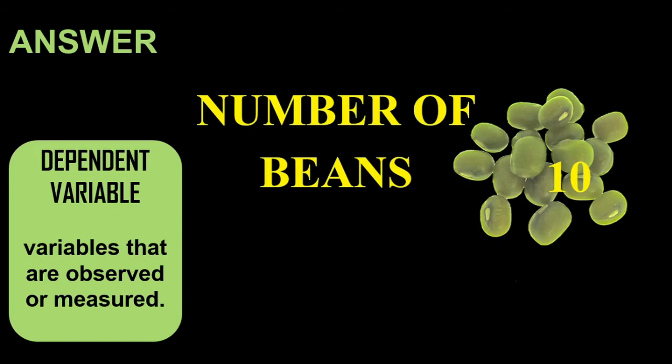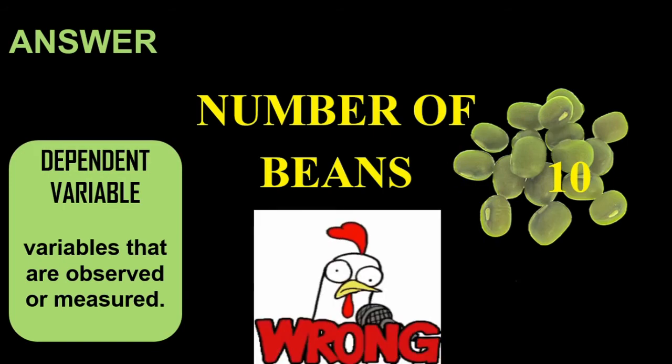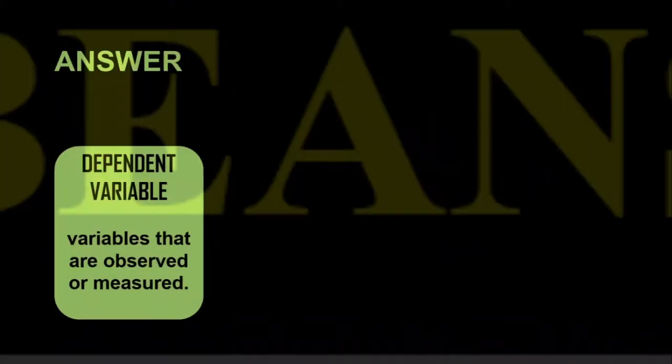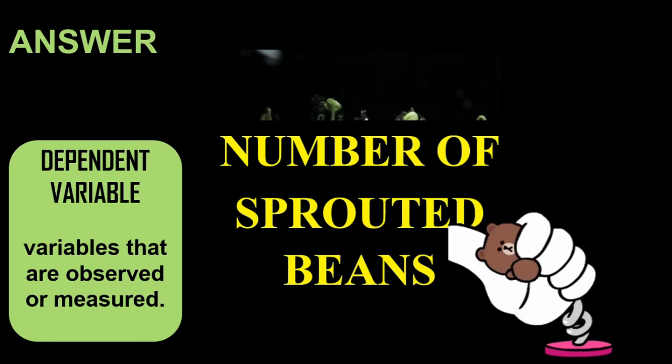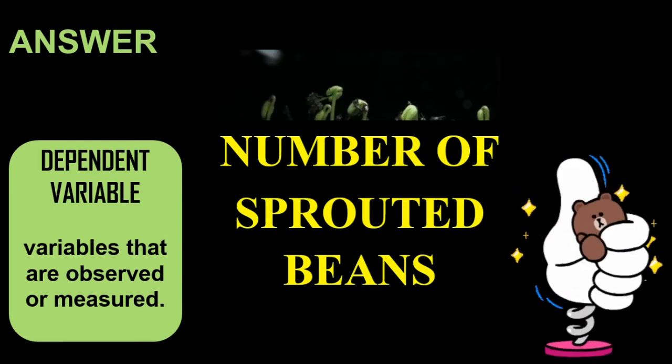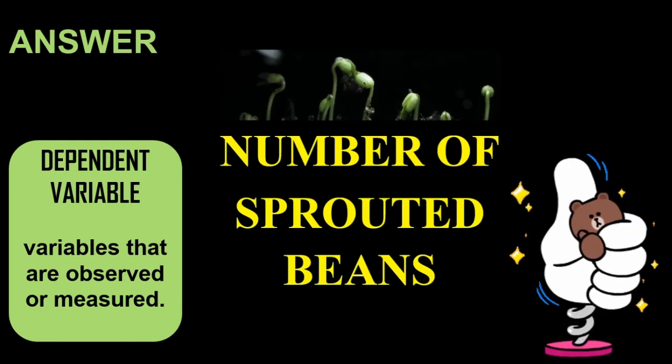Let's move on to the dependent variable. Dependent variable is measured and observed in the experiment. Which variable in the example is measured or observed? If your answer is number of beans, you're wrong. The correct answer is number of sprouted beans. Why is number of beans wrong? We counted them, right? So it's considered as dependent.